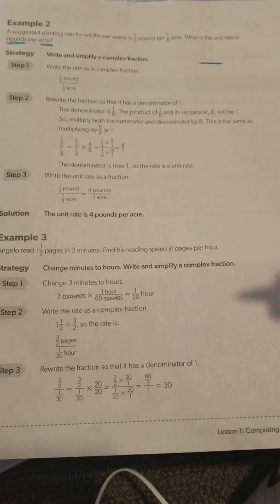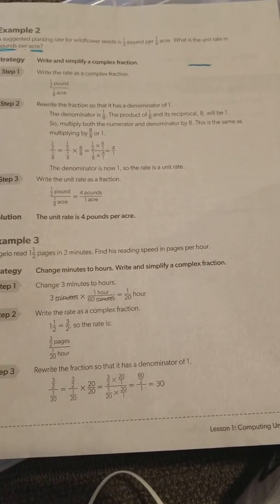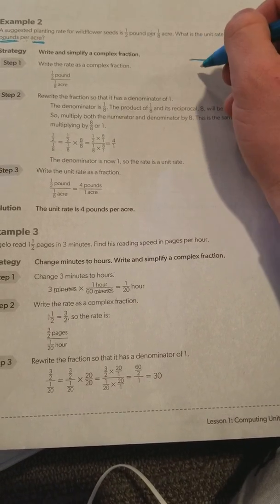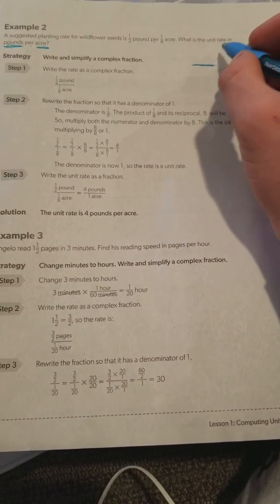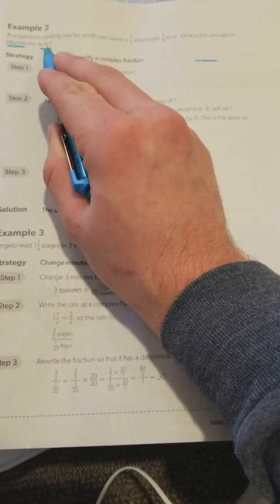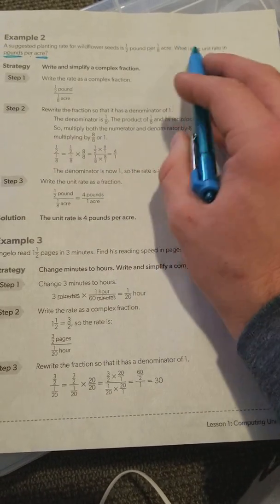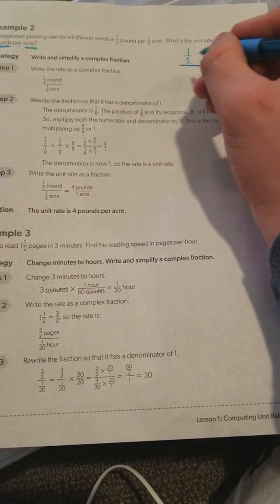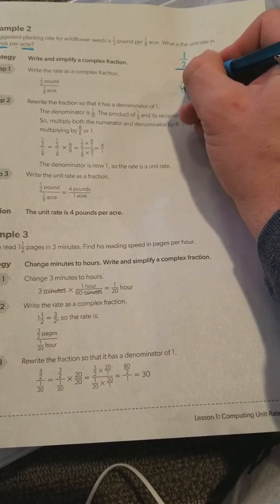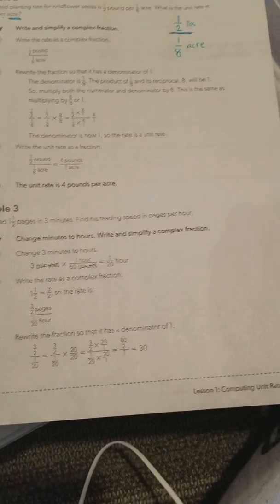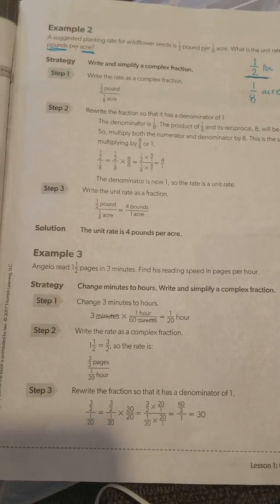So as soon as you see per, you say, oh, I'm going to set up as a fraction because we're dividing. That fraction bar tells us divide. So 1/2 pound per acre. What's the unit rate in pounds per acre? Acre's got to be our denominator because that's what we need a unit of. That's what we need 1 of. So let's just set up our ratio 1/2 pound to 1/8 acre. That is our step 1.